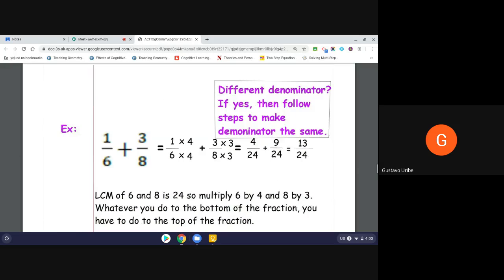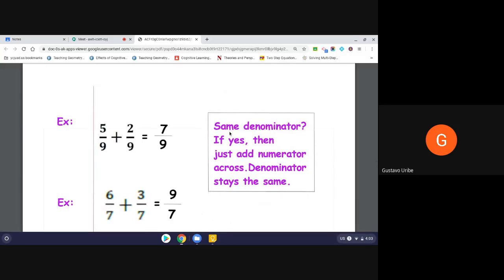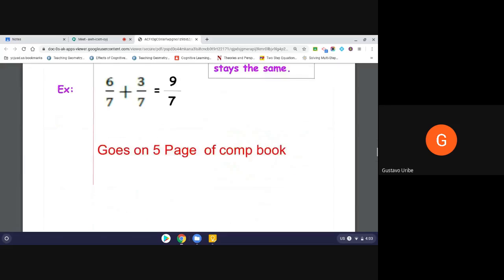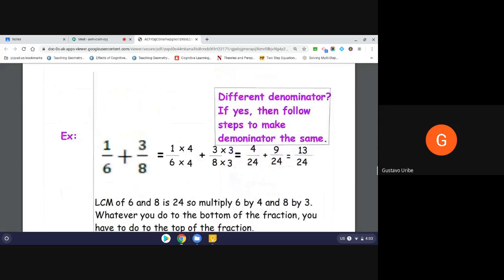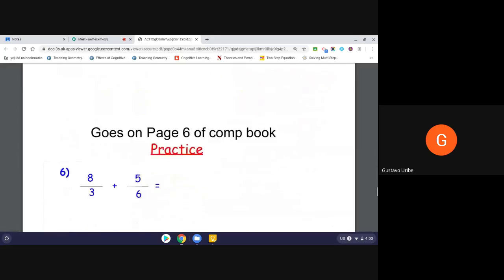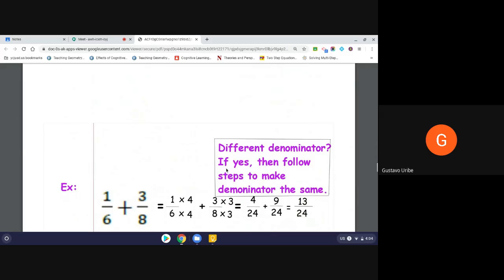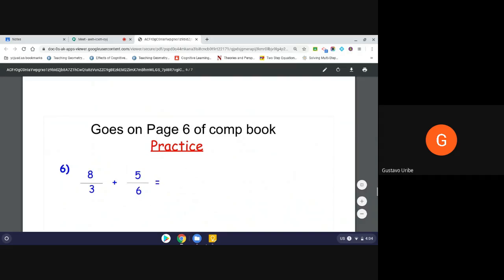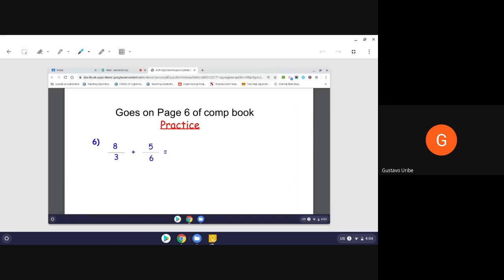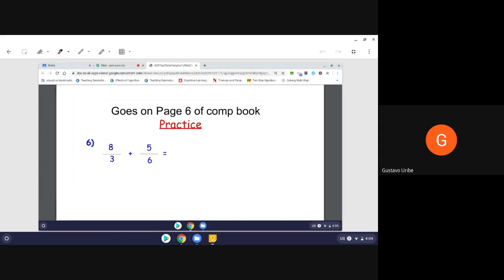Okay, I'm going to go up here and check my first rule. Do they have the same denominator? If so, I'm going to follow these guidelines. So let's go ahead and check. Well, they don't. One's a 3, one's a 6. So I'm going to use this one. Different denominators? If yes, follow the steps to make the denominators the same. So I'm going to look at 3 and 6 and see what is the least common multiple that they have.